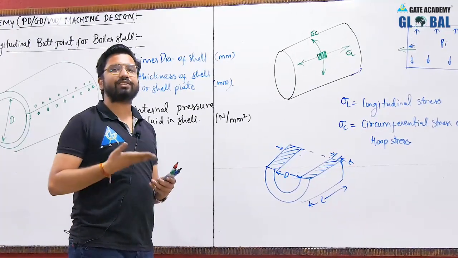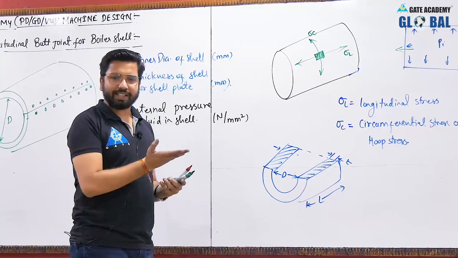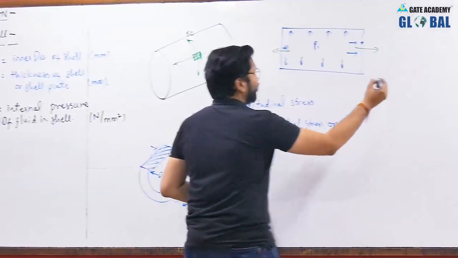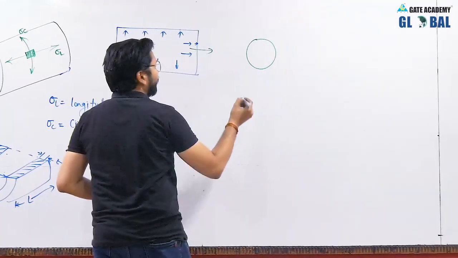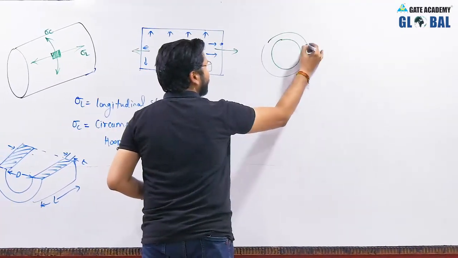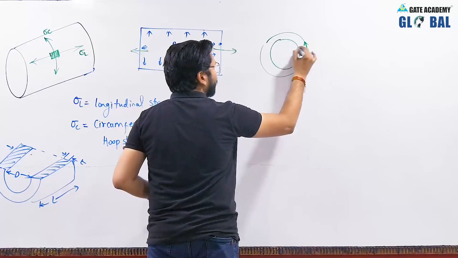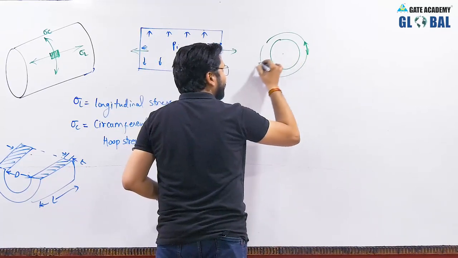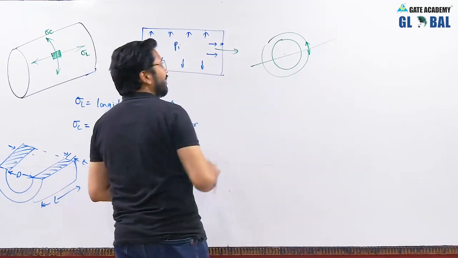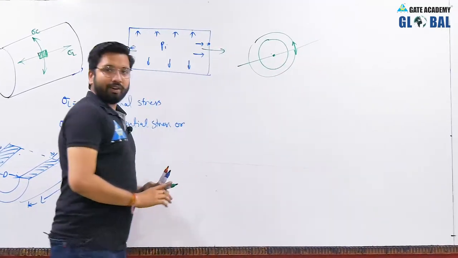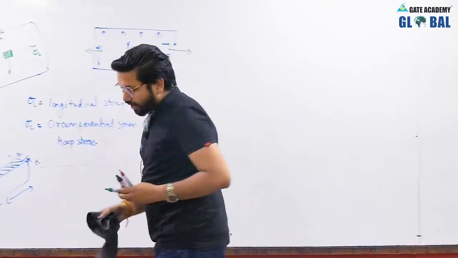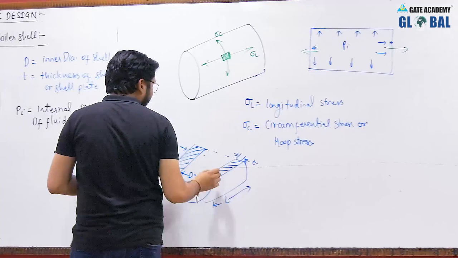So in order to analyze these stresses, we have to cut a section, that is, we will be going for the method of section. So as this is stress, if you look from the side, these stresses will be in the circumferential direction like this. So in order to analyze the circumferential stress, we must cut the section like this, which will be passing through the center.